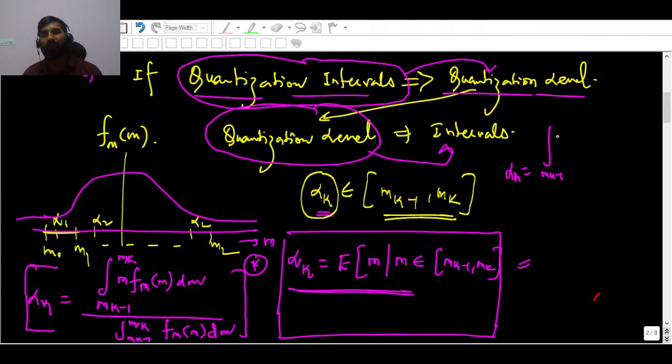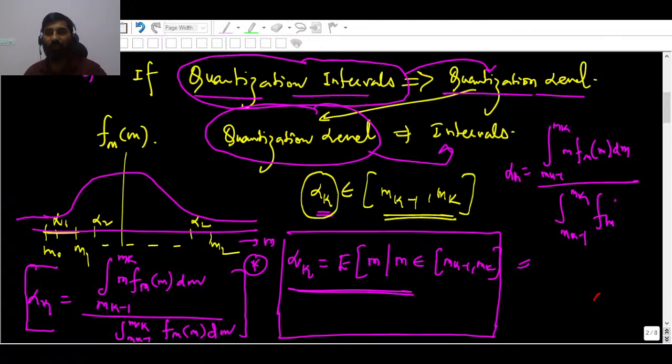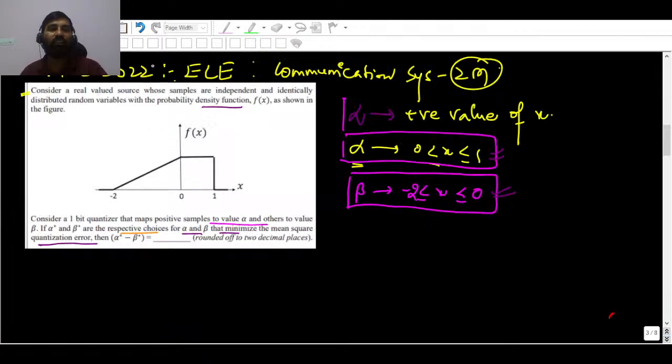The particular integral, and the probability of that interval, and using this we solved this question. This question was asked in GATE 2. Here the question was: consider real valued samples that are independent and identically distributed random variables, characterized by the probability density function of x. So here this value we calculated, using the concept that the area under the density is 1 by 2.